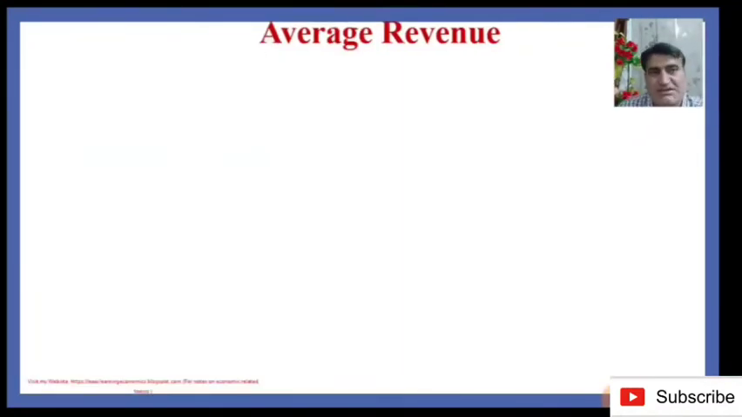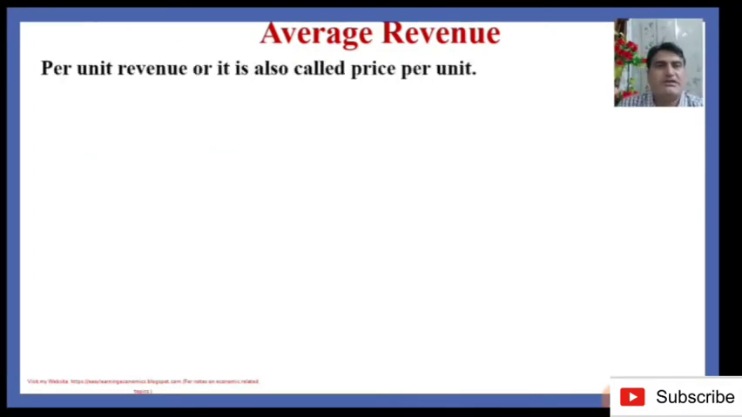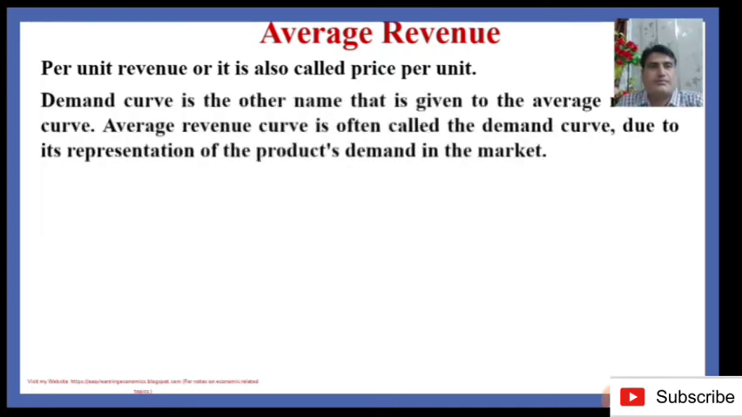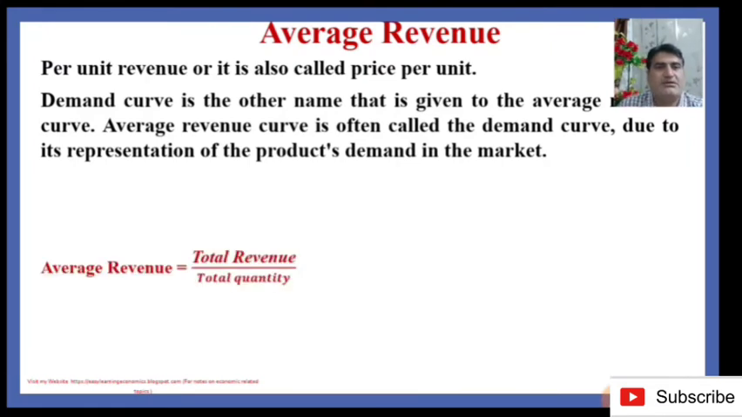So what is average revenue? Average revenue means per unit revenue, or it is also called the price per unit. The demand curve is the other name given to the average revenue curve. The average revenue curve is often called the demand curve because it represents the product demand in the market. Average revenue can be calculated as the total revenue divided by the total quantity.